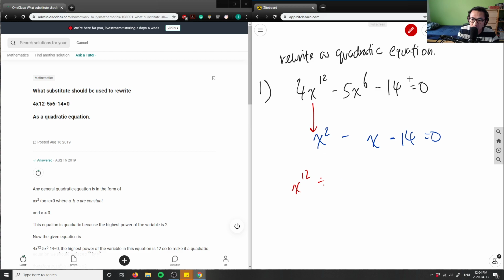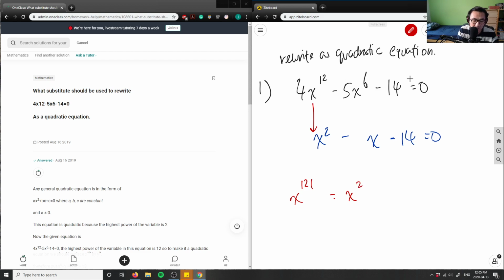No, sorry, I'm not dividing. Basically what I'm doing is I'm taking these two exponents, and I can take it to another exponent. So I can do x to the power of 12, and then I'm going to divide it by, or take it to the power of something, so that this would equal x to the power of 2, right?